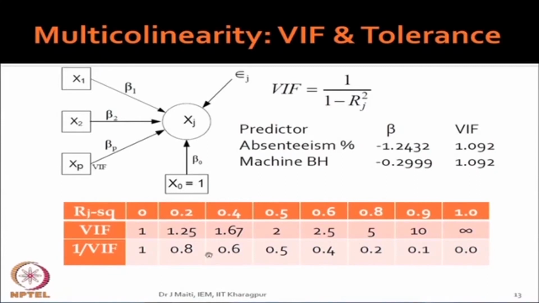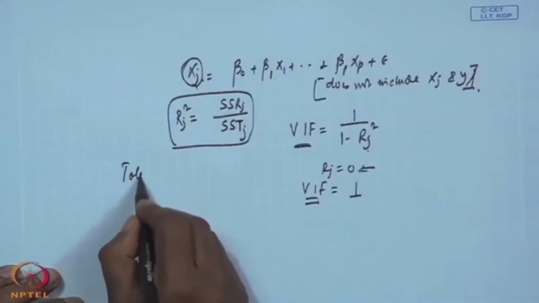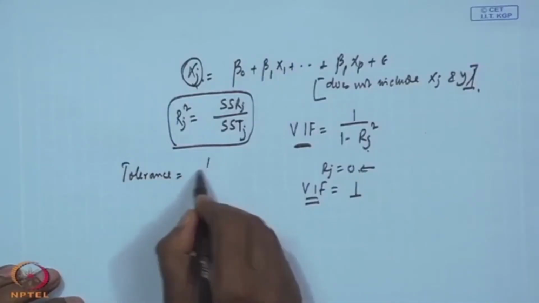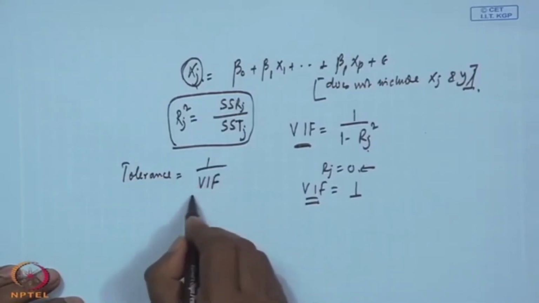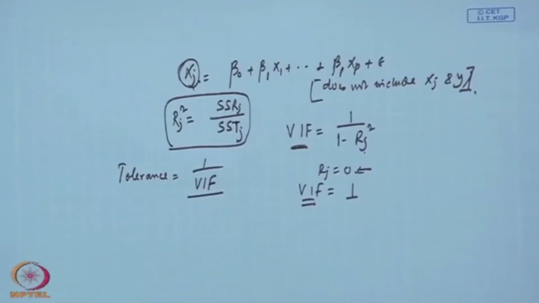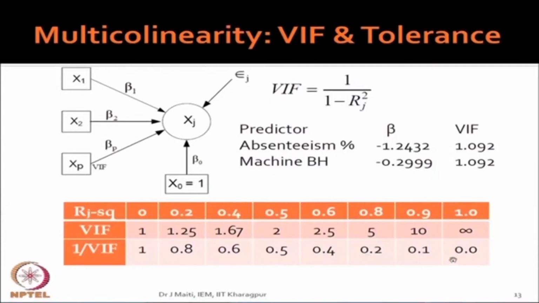Okay. Then there is another concept called tolerance. Tolerance is nothing but just the reverse. Tolerance is 1 by variance inflation factor. So, if you use tolerance or variance inflation factor, they are both the same. Ultimately, here you are getting a 0 to 1 scale. Here any value is possible. As we get it in terms of a 0 to 1 scale, it is easier for us to interpret.